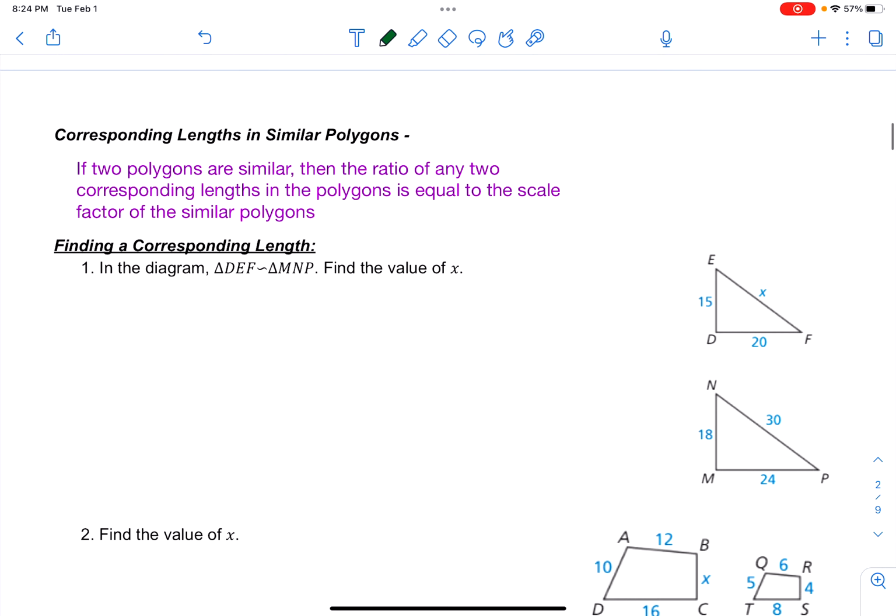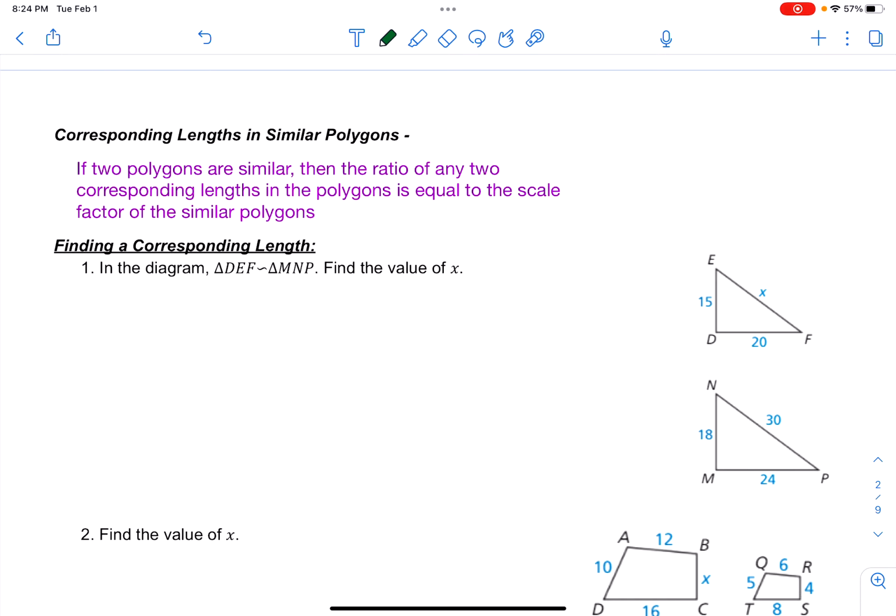All right, so next we go to corresponding lengths in similar polygons. This is how those ratios can be used to help us find missing side pieces. It states if two polygons are similar, then the ratio of any two corresponding lengths in the polygons is equal to the scale factor of the similar polygons. For number one, I feel like it just makes more sense to actually work through a problem. Sometimes those definitions just get a little wordy.